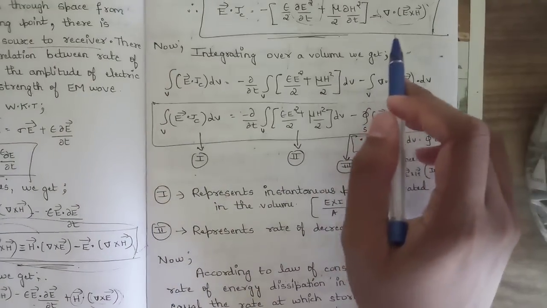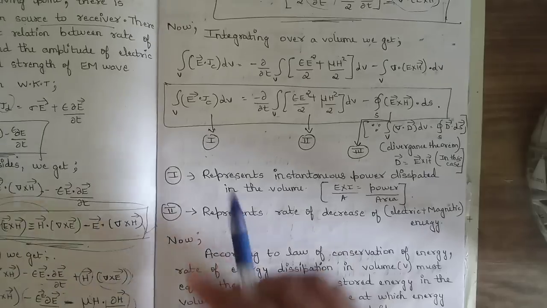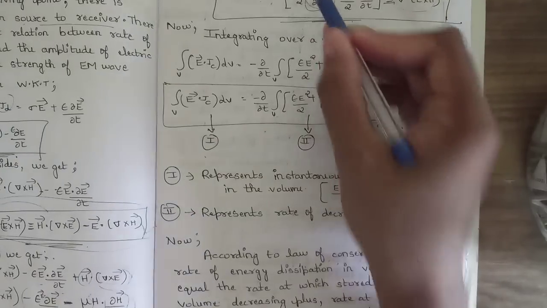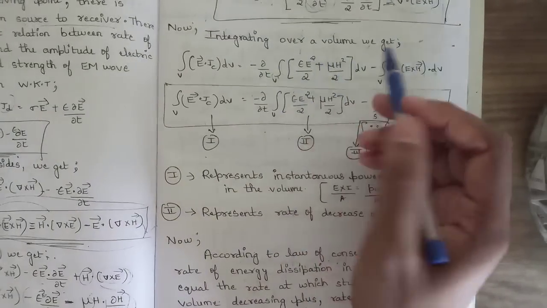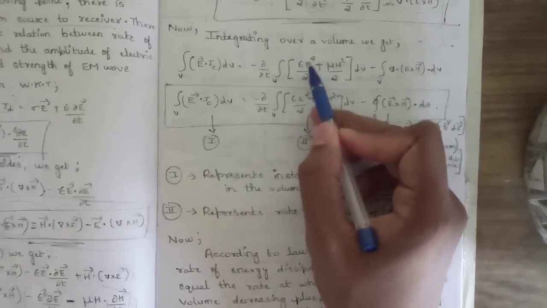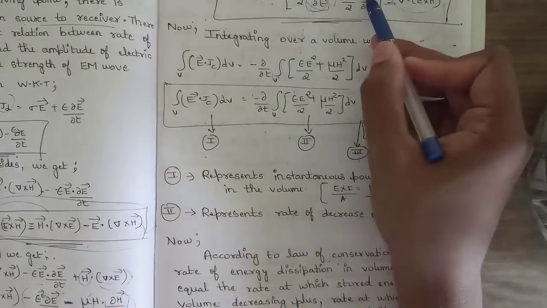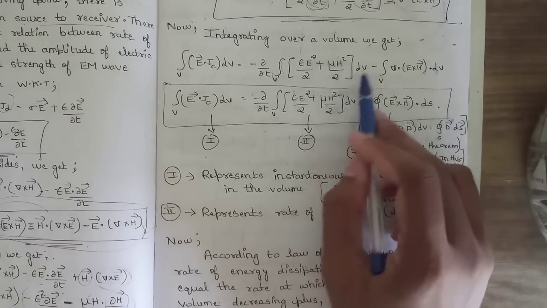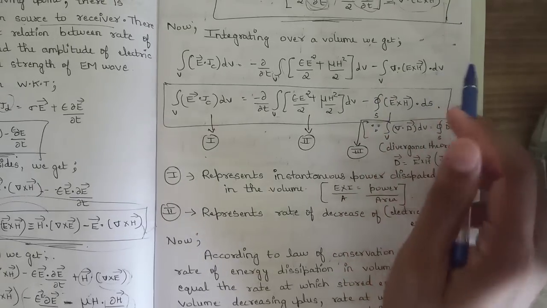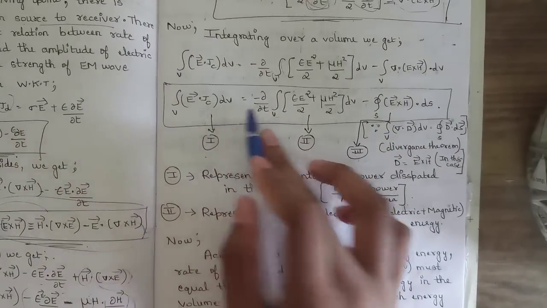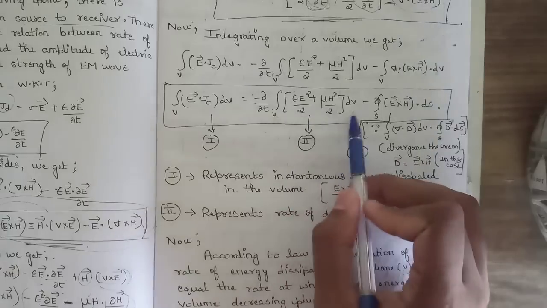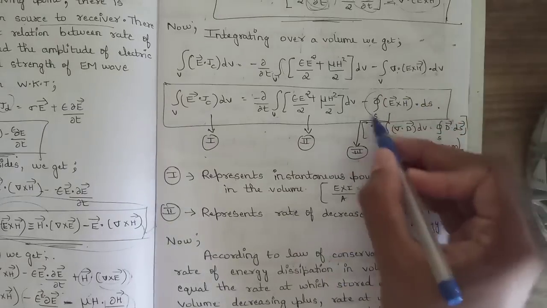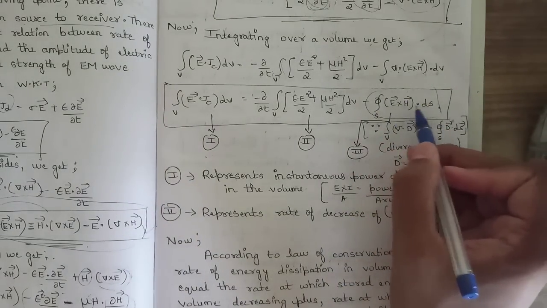Now integrating this whole equation over a volume, we get the volume integral of E dot JC dV is equal to minus dou by dou T, which I take common outside, of the volume integral of epsilon E square by 2 plus mu H square by 2 dV, minus the volume integral of del dot E cross H dV. Now this last term is replaced by the surface integral of E cross H dot ds.